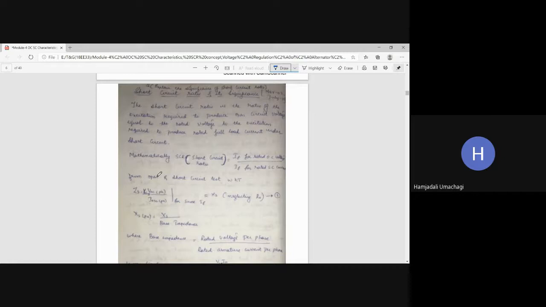And from the EMF method, we know that synchronous impedance ZS is given by open circuit voltage VOC per phase divided by short circuit current ISC per phase for the same field current IF, right? But here we are assuming that synchronous impedance ZS is equal to XS. When do you say that ZS is equal to XS? Provided RA is small. If we neglect RA, I can say that ZS is equal to XS.